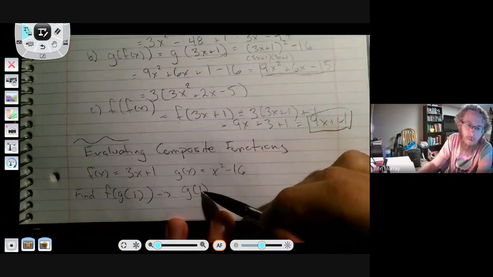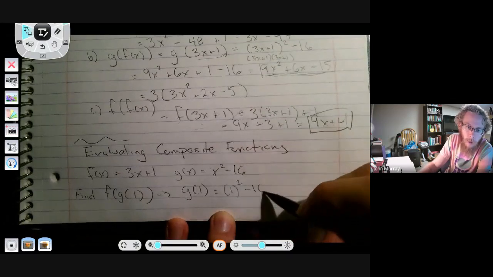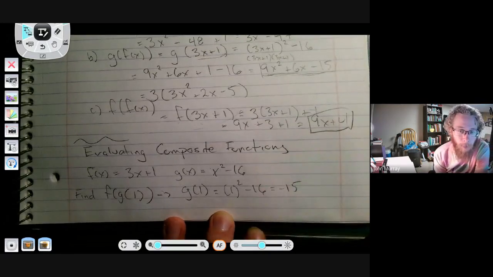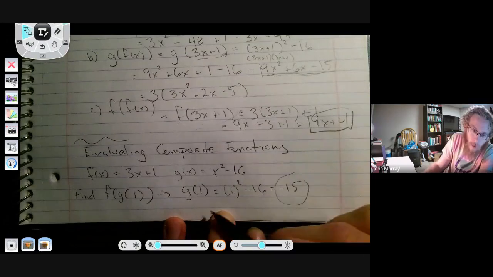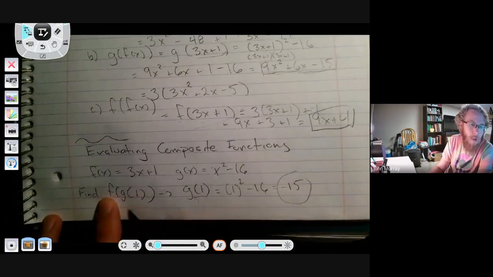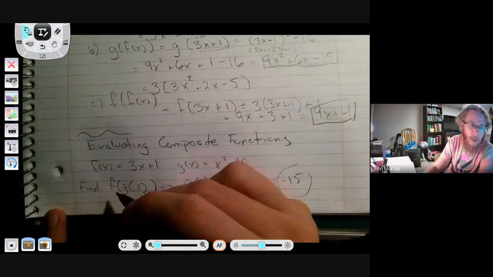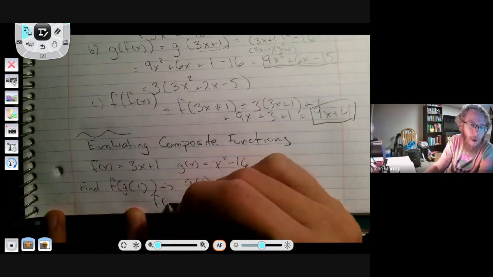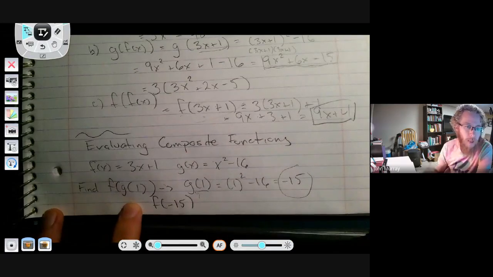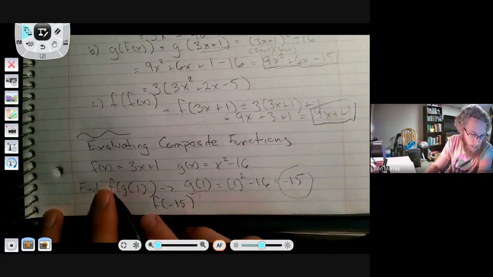That one's simple. I take 1 and plug it into my g function. I'm going to have 1 squared minus 16. 1 minus 16 is negative 15. This is my answer for g of 1. I go back and substitute g of 1 for its value. So now I'm looking at f of negative 15. My output for this becomes my input for this.